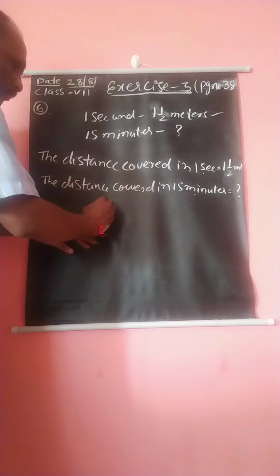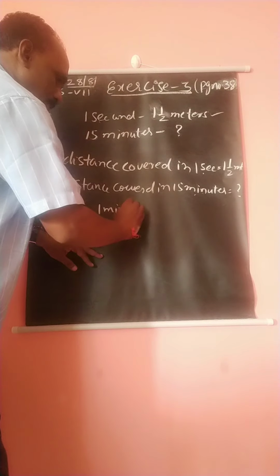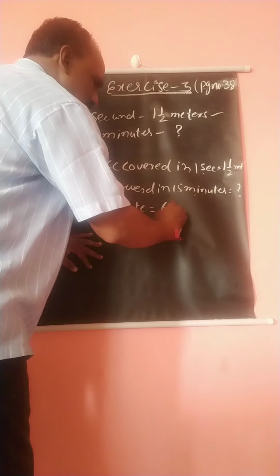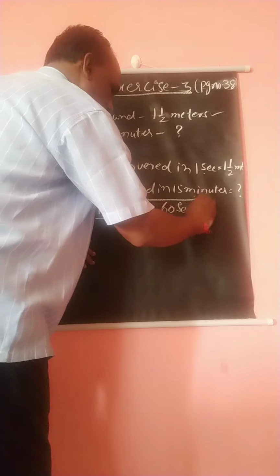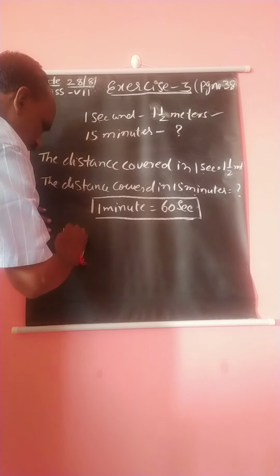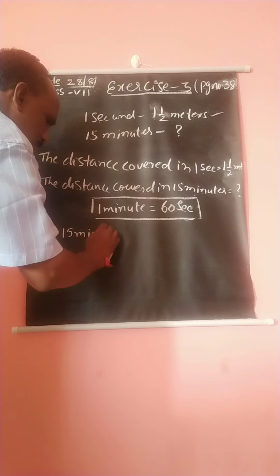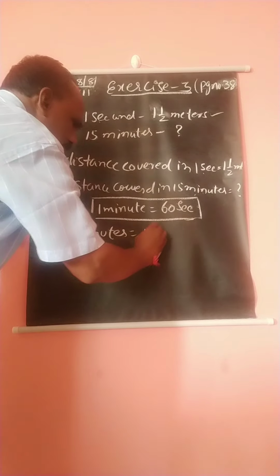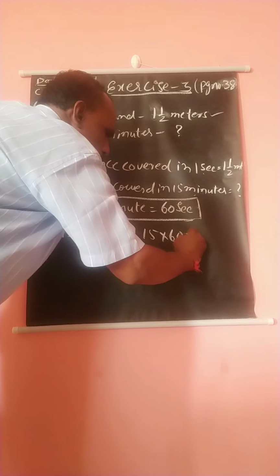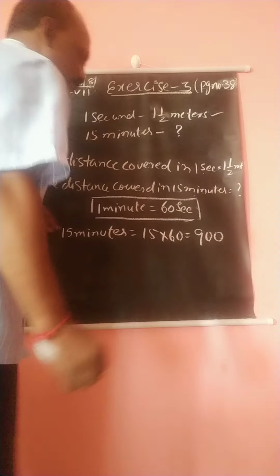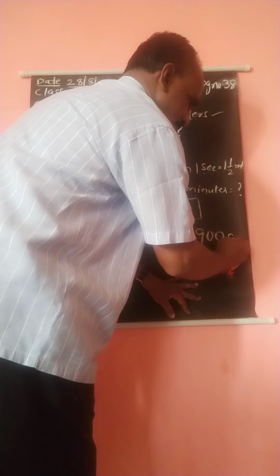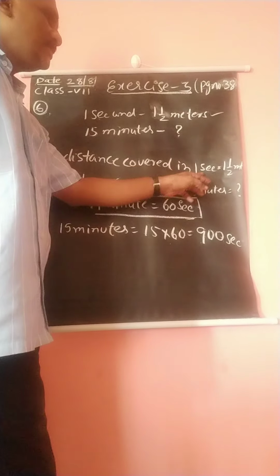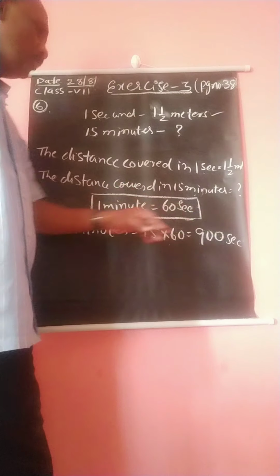1 minute means how many seconds? 60 seconds. 1 minute is 60 seconds. So 15 minutes is equal to 15 into 60. How much? 900 seconds. So in 1 second 1.5 meters, in 900 seconds how much?